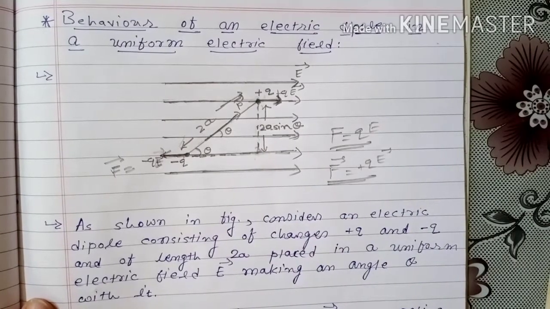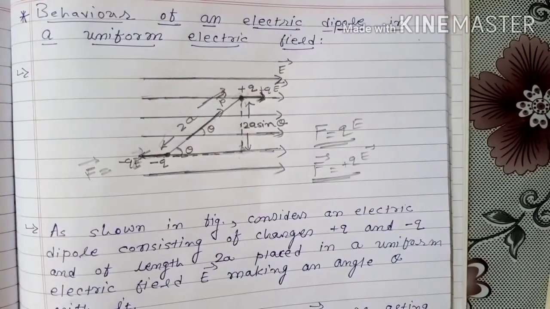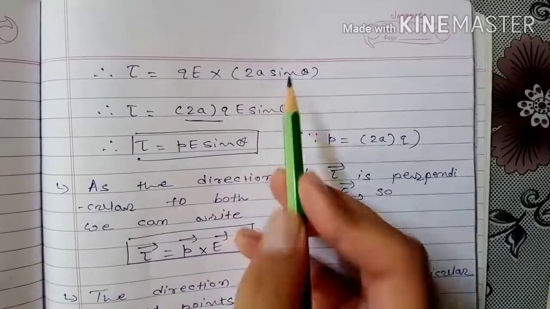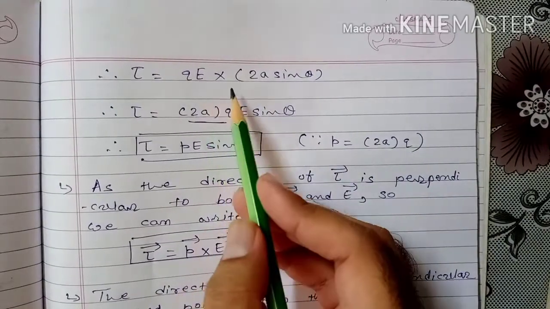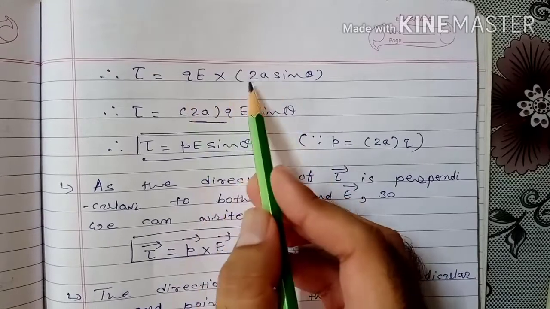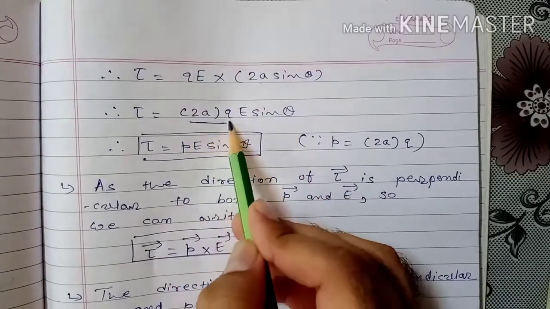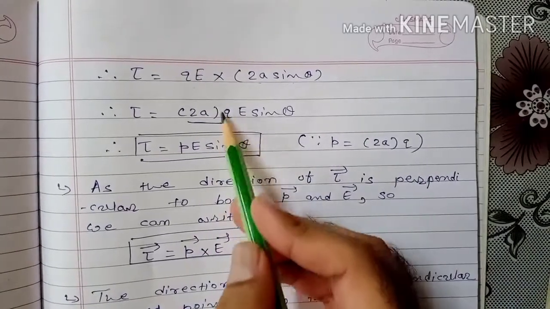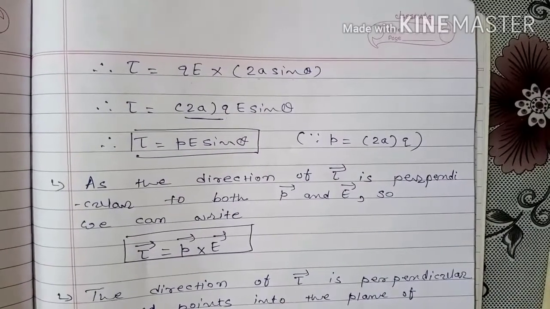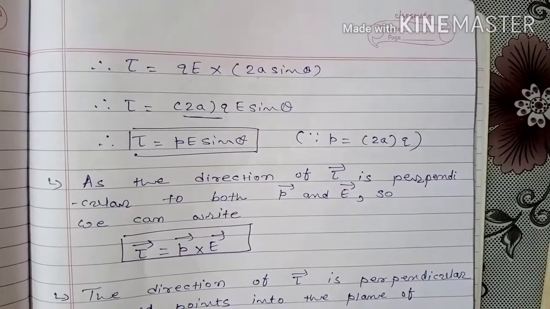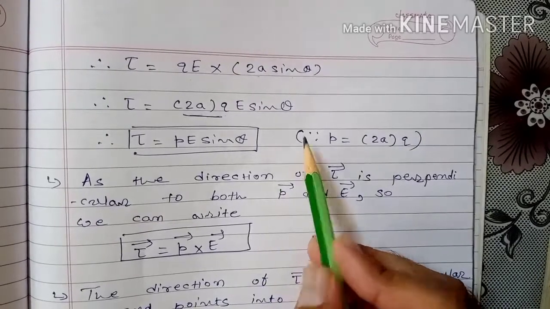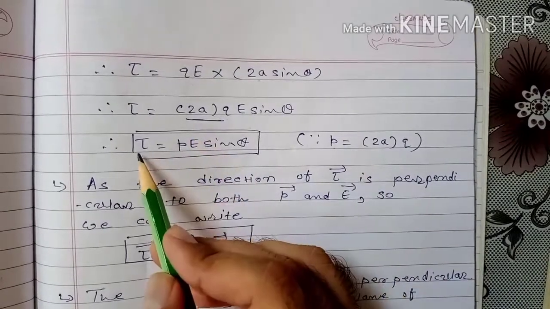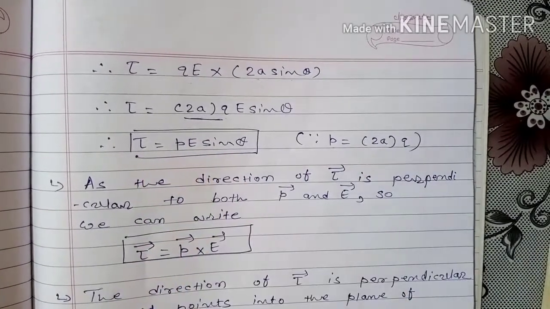Magnitude of either force is QE. So torque acting on the system is given by tau is equal to QE into 2a sin theta. Here we can write this equation as 2a into q into E sin theta. But 2a is the separation between the two charges, and q is the magnitude of charge. The product of magnitude of charge and separation between the two charges gives the electric dipole moment P. Therefore instead of 2aq we can write P, because P is equal to 2a into q. So the formula of torque tau is equal to PE sin theta.